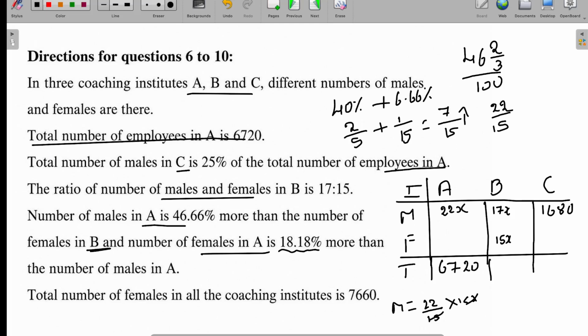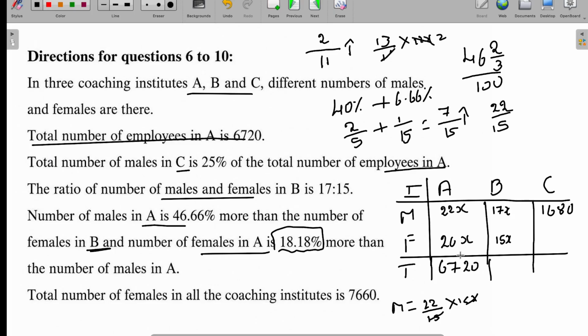I explained this most of the times in class. Whenever a number repeats in a pattern, it is related to 1 by 9 or 1 by 11. It is a multiple of 9, then denominator will be 11. Then it will be 9 2s are 18, then 2 by 11. More means 13 by 11 of. So females in A is 13 by 11 of males in A. A we know 22x. Then 11 ones are 11, 2 13s are 26x.